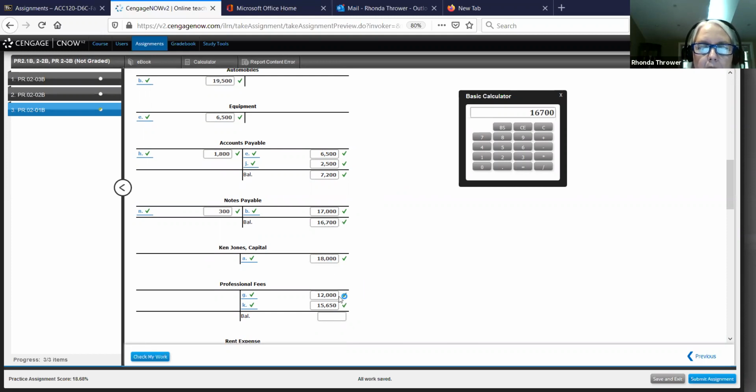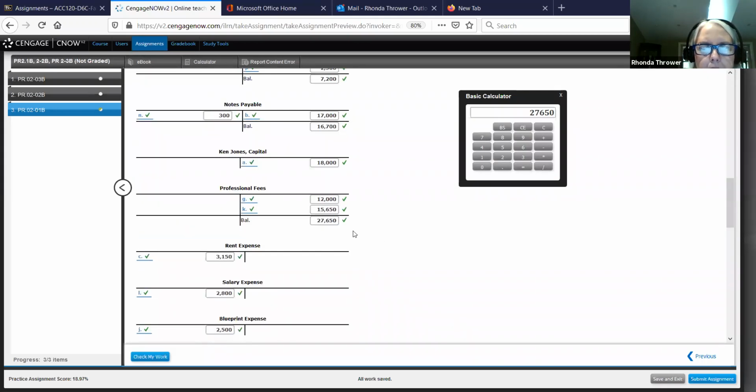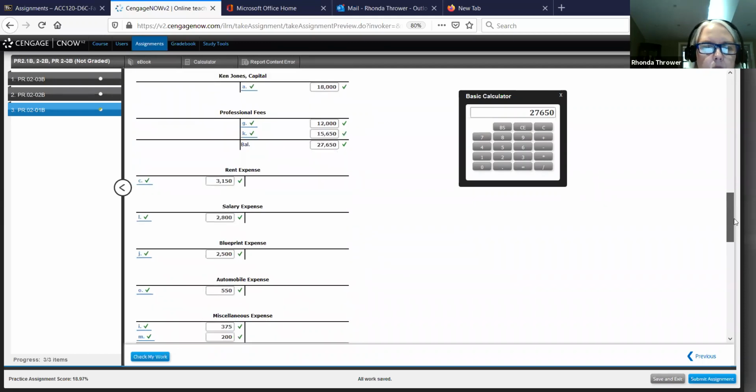For professional fees, we had 2 credits. Revenue is added to on the credit side. So we're going to add 12,000 and 15,650 together, and that's going to give us the balance in our professional fees at the end of the month. It's 27,650. And I would check my work just to make sure that my balances are correct before you move on.